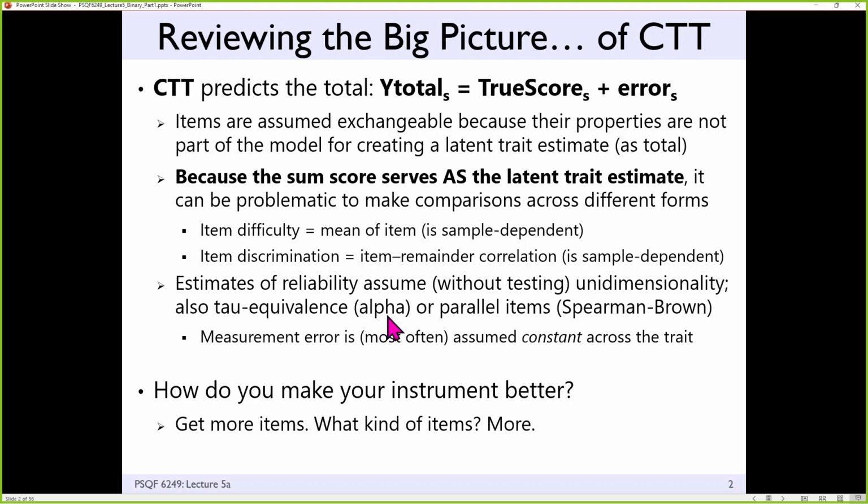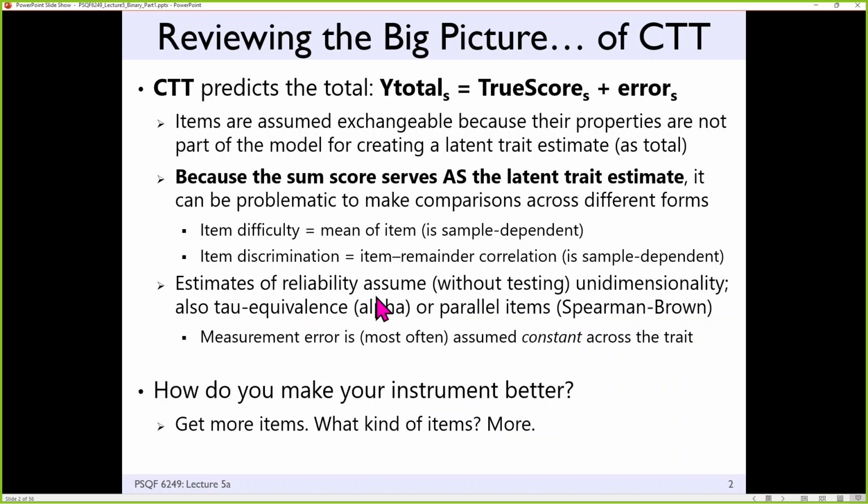Do you remember which one it is? Starts with an O? Omega. Yeah, both of those are indices of sum score reliability. We could also compute factor score reliability in that case. And omega uses the differences in the loadings and the differences in the error variances, as well as any error covariances.